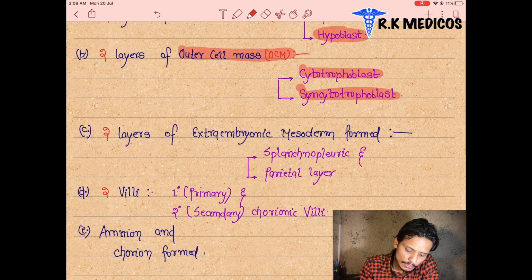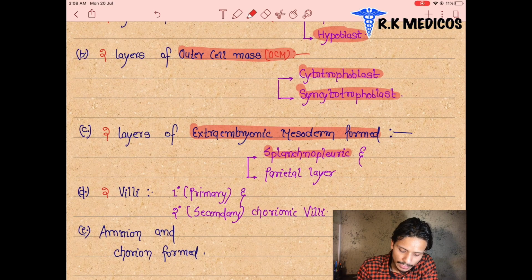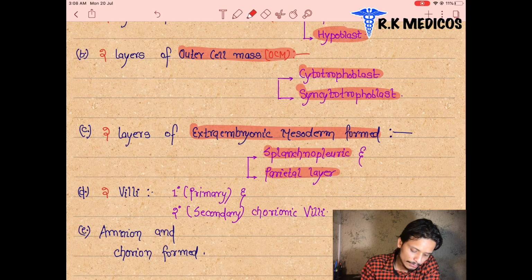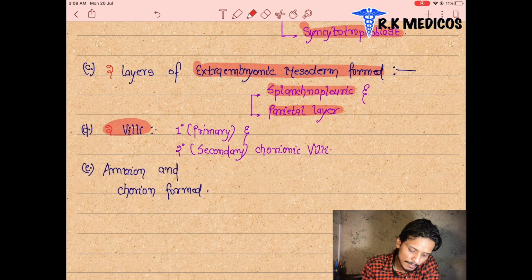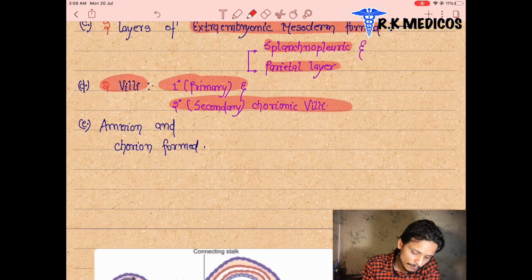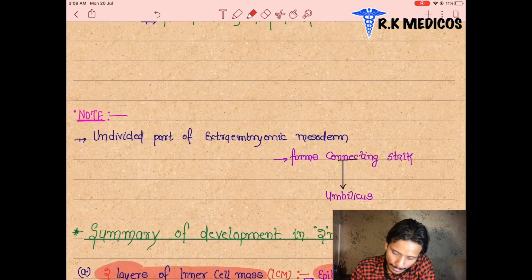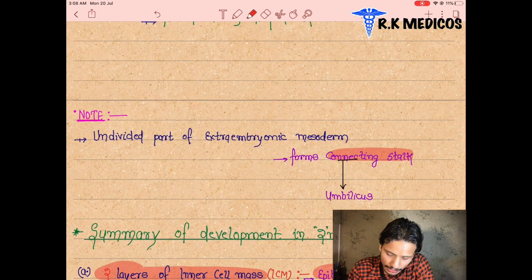What are the two layers of extra embryonic mesoderm? The outer and inner: the splanchnopleuric layer and the parietal or somatic layer. Next one, what are the two villi? Do you know? That is primary villi and secondary chorionic villi. And what are the two layers formed? Amnion and chorion are formed here. And what is this? The connecting stalk is here, and the umbilicus.